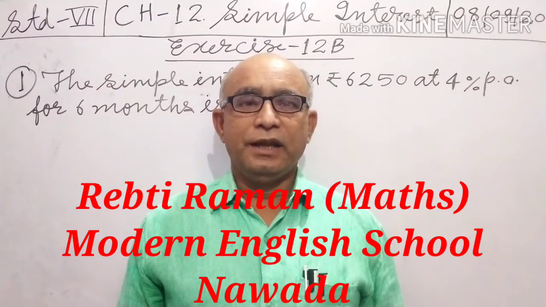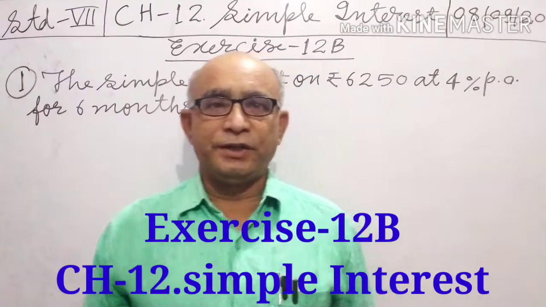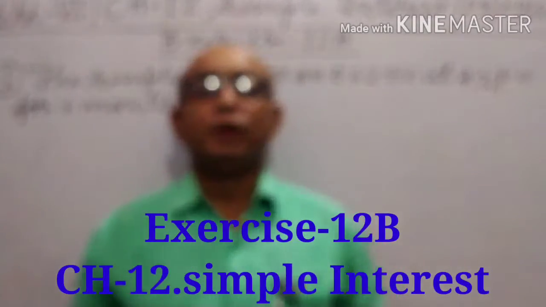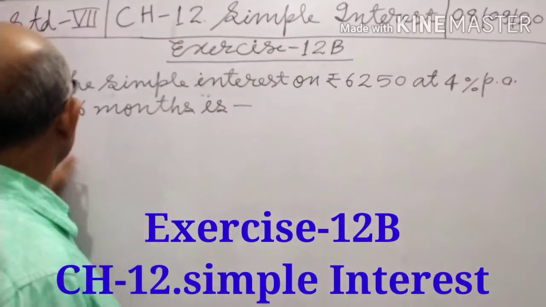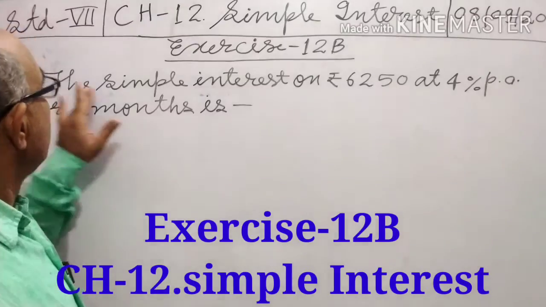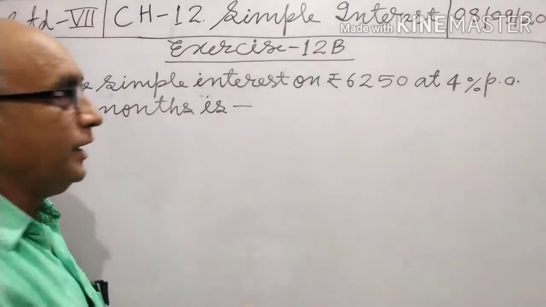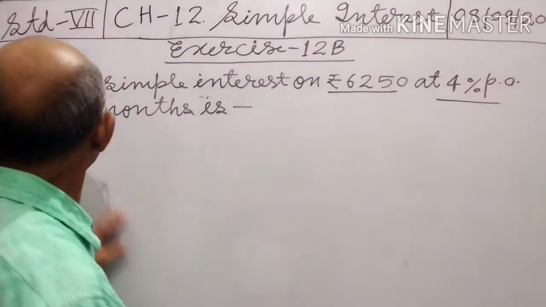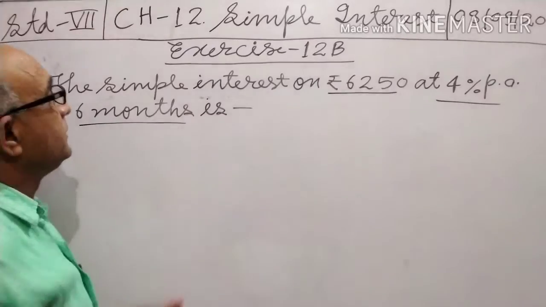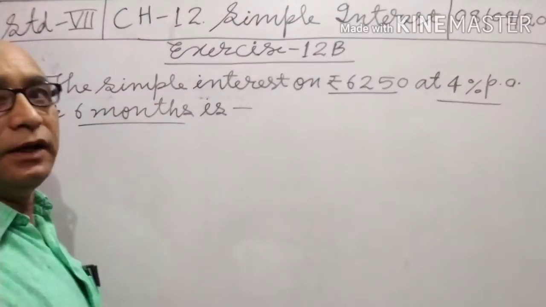Students, today I shall solve exercise 12B objective questions of chapter 12, simple interest. One question is written here. Question number 1. The simple interest on rupees 6,250 at 4% per annum for 6 months. Here we have to find simple interest.